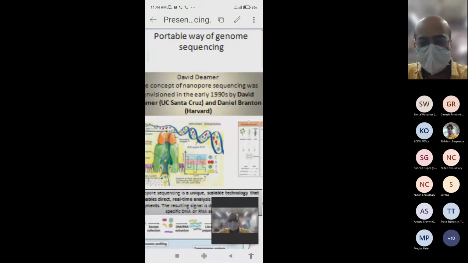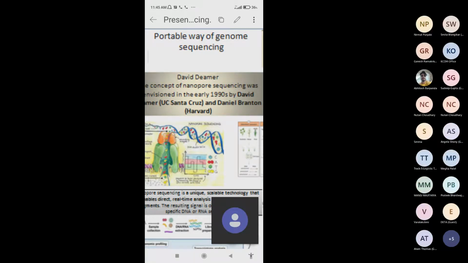My topic is the portable way of genome sequencing. By this method, a genome library could be made of a particular organism. By this, we could understand the evolutionary relationship of the organism, as well as identify genetic defects and abnormalities in the individual too.